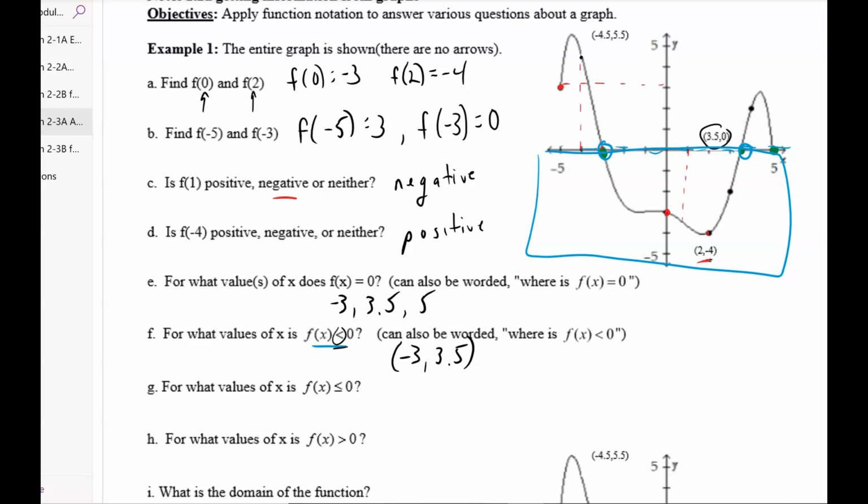All right, but the next one does say, if we count those points, for what values of x is f of x less than or equal to 0. The only difference there is this time we would count these points, so that just changes the interval to a closed interval from -3 to 3.5.